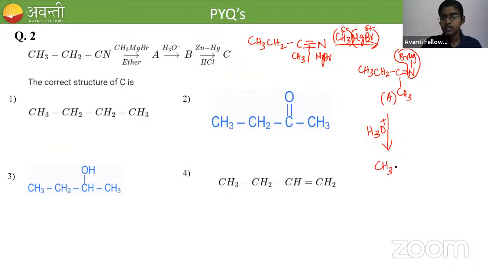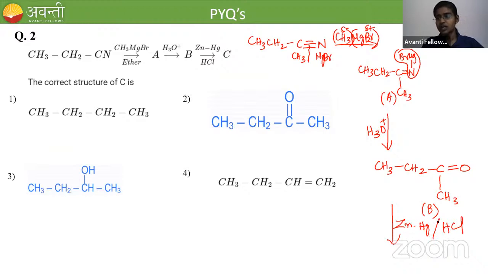So we will get CH3, CH2, C double bond O and CH3. So this is compound B. We are getting a ketone which is called butanone. And this compound B on treatment with zinc amalgam in presence of HCl. So what is the name of this reagent, zinc amalgam and HCl? It is Clemmensen reagent, right? So this is the Clemmensen reduction.